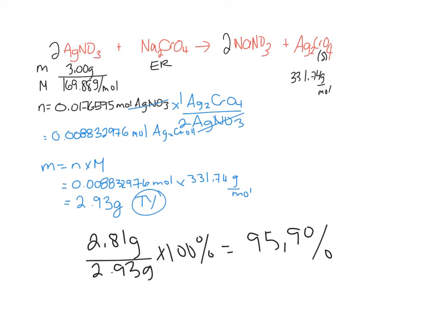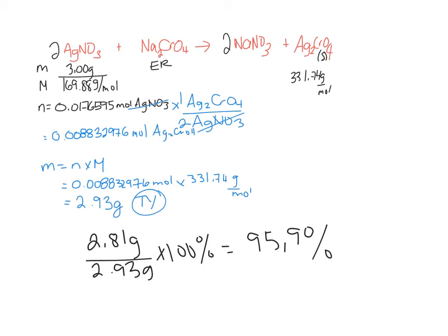So reasons why you might not: some of the product got stuck to the stirring rod or your beaker, you couldn't rinse it out. Some of the solid was so small it went through the filter paper, you couldn't filter it out. Theoretical is 2.9.